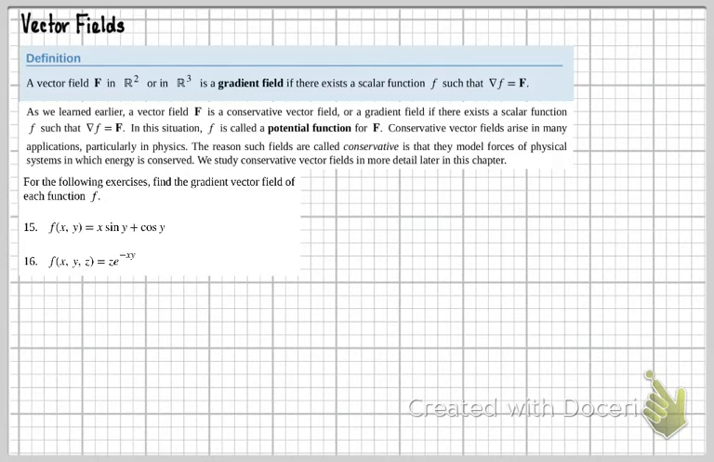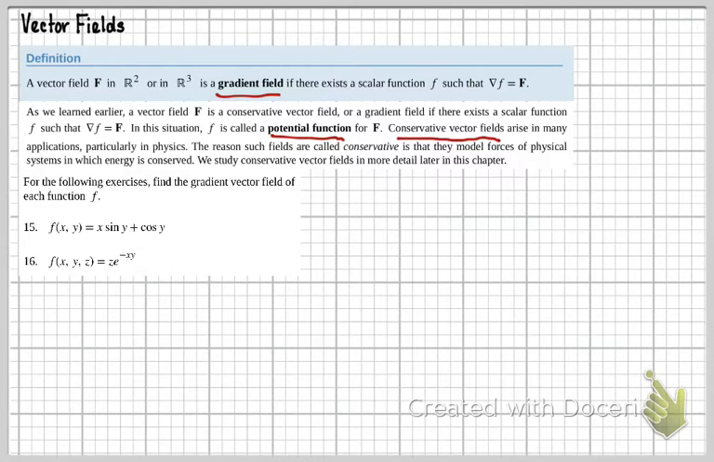So, if it's a conservative vector field, it has a potential function, which means it's a gradient field, which means there's an f such that if I take the gradient, that's going to equal the vector field. All right, so there's a lot of vocab here. We've got gradient field, potential function, and conservative vector fields. Those are the three big ideas here. So take a look at the problem below.